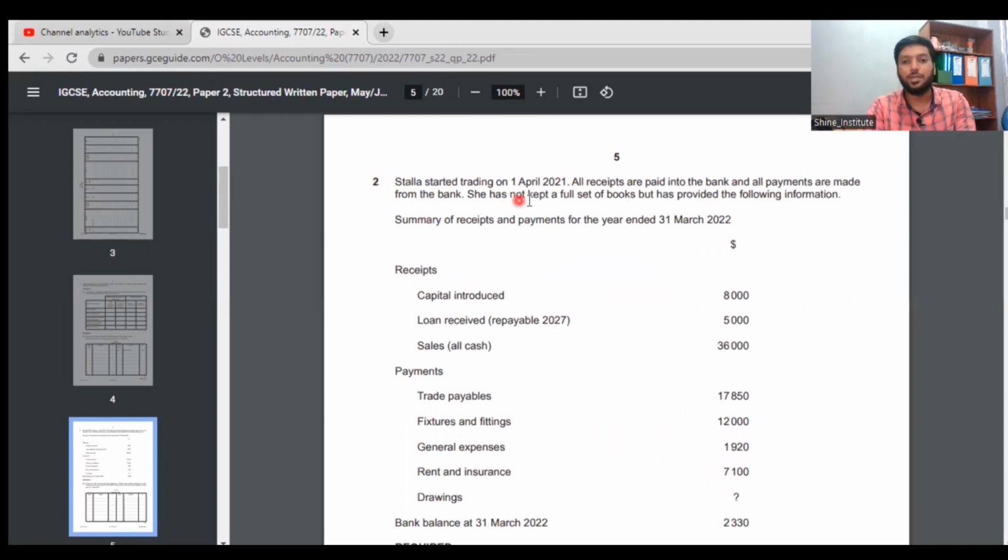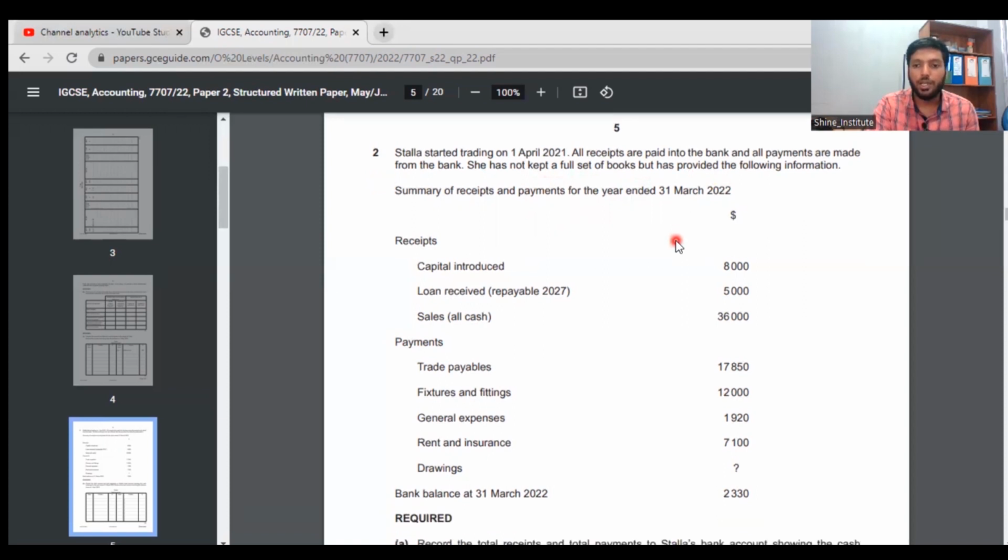Stella started trading on 1st April 2021. All receipts are paid into the bank and all payments are made from the bank. She has not kept a full set of books but has provided the following information: a summary of receipts and payments for the year ended 31st March 2022. They have given capital introduced. Now this is an incomplete records sum.